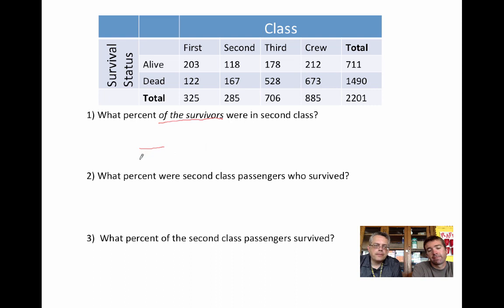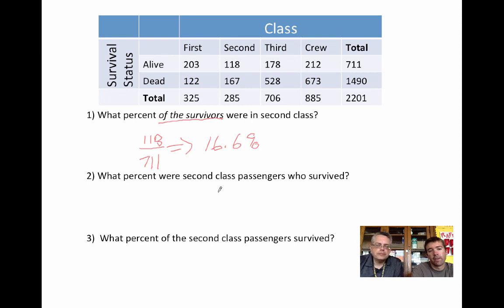So in these problems, I find the best thing to do is look for the total. What are we finding a percent out of? So 711. Now, the part: we want to know how many of the survivors were in second class. So that's 118. If you convert this to a percent, we come up with 16.6%. So it's all about knowing which numbers to look for, which is the whole and which is the part.